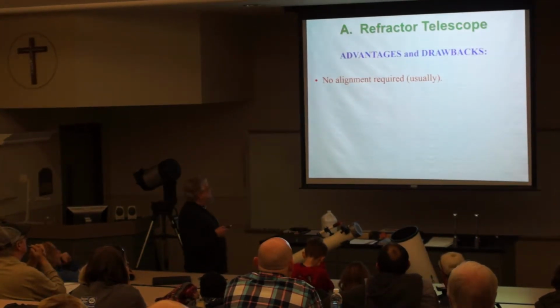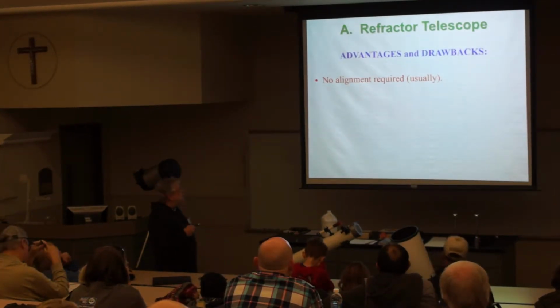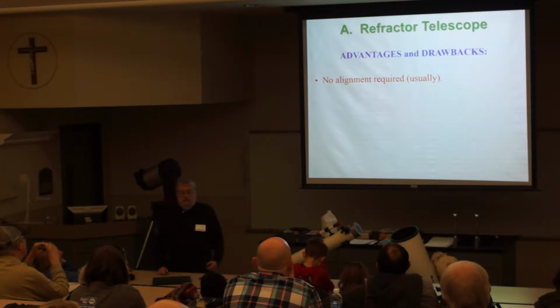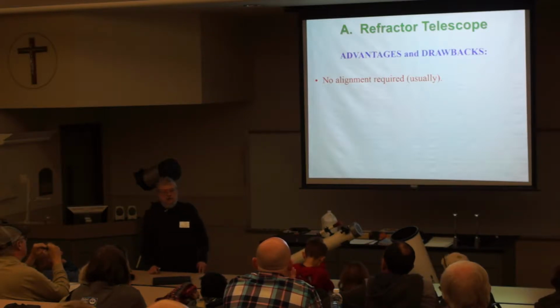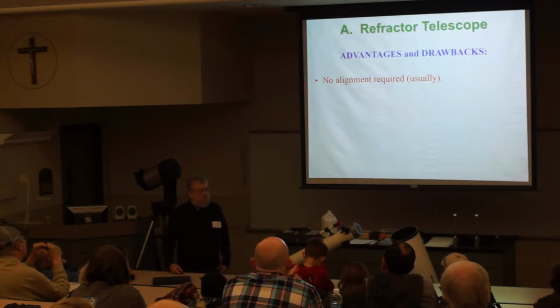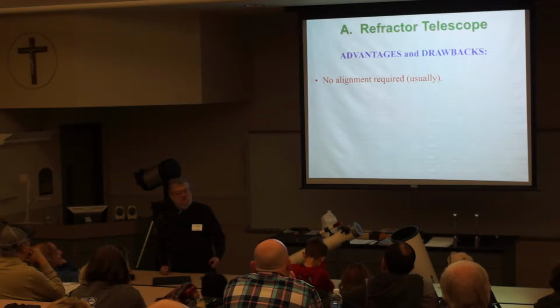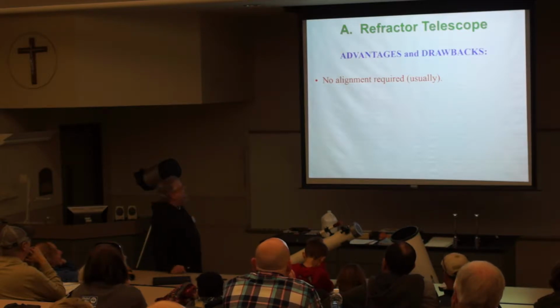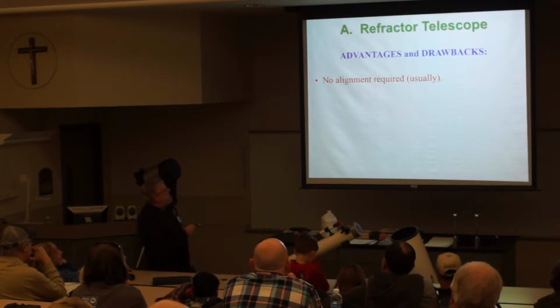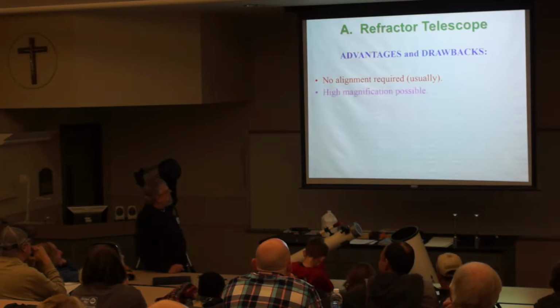So, advantages of the refractor telescope and some drawbacks. One thing, once it's made, it's pretty well aligned for life. I say pretty well rather than absolutely, because we used to have one member who carried his refractor telescope around in the back bed of his pickup truck, bouncing around on country roads, and he wondered why the images weren't too sharp. Anyway, usually no alignment required.